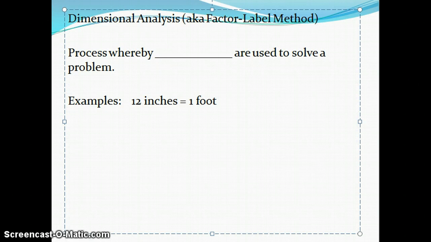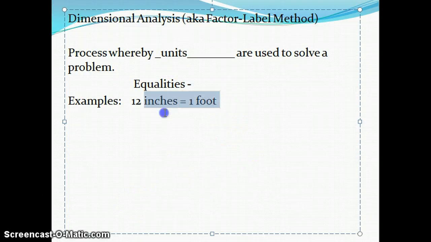So today we will be doing dimensional analysis, which is a process whereby units are used to solve a problem. And when we're doing this, we are going to use things called equalities. This is an example of an equality right here. An equality is something that's just equal to itself.